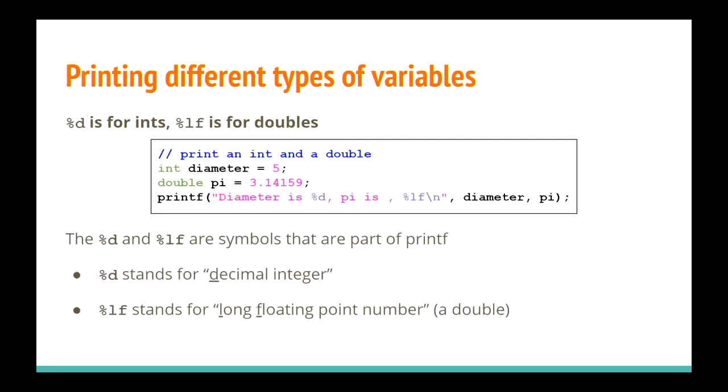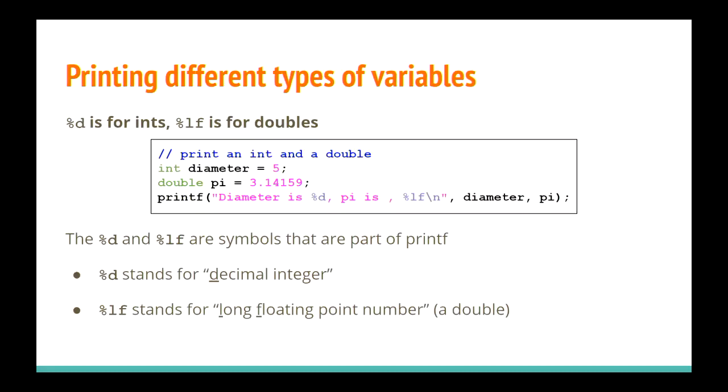We can print more than one type of variable. So %d is not the only way that we can print something. The %d was there for a decimal integer. We also have another symbol called %lf. I'm going to apologize in advance, and this is probably not the only time I'm going to apologize about this.